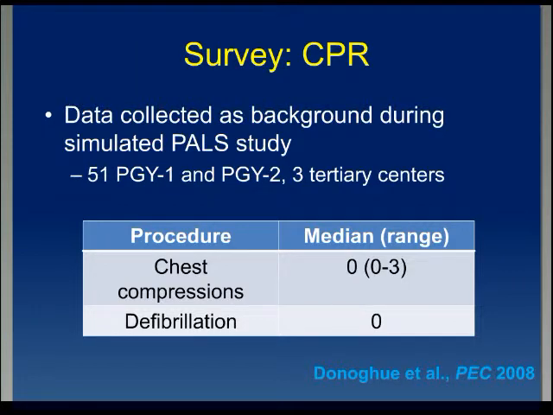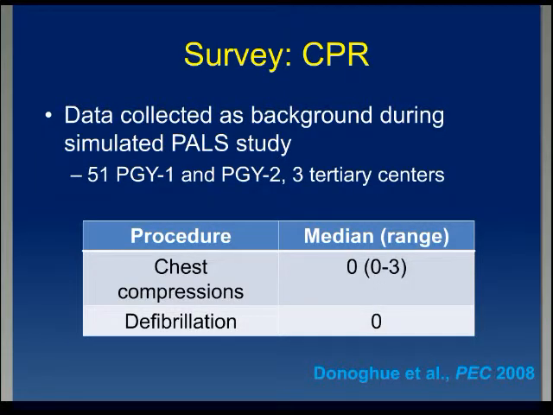And as part of a background for this study, we asked, again, these were PGY1s and PGY2s at 3 Philadelphia area centers, for some background on basic procedures that they had a chance to attempt and been successful at. And among these junior residents, the median number of times that they had performed CPR was 0, and the maximal number that anyone reported was doing it 3 times in their first year and a half of residency.